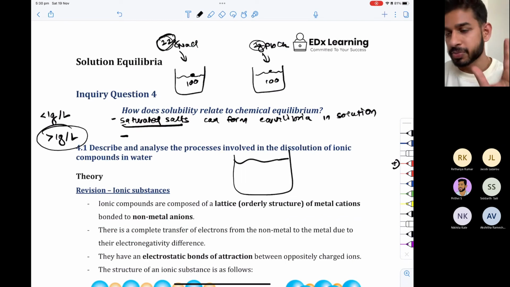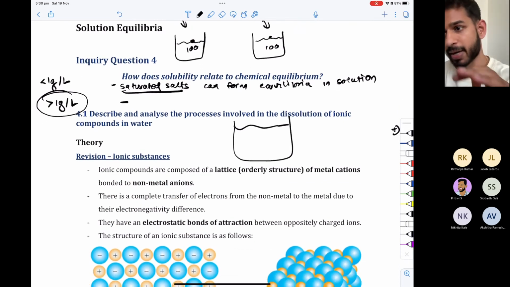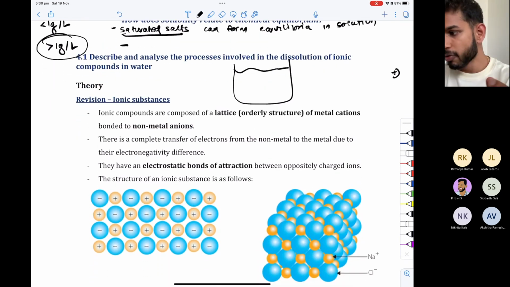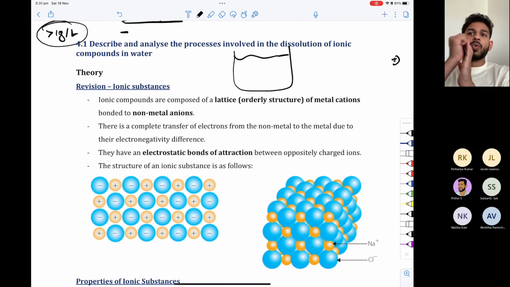So anyway, we haven't touched upon the dot point, so don't worry about everything we've learned. If it didn't make too much sense, we'll come back to it very shortly. For now, let's start by going through the key dot points here. So first of all, what are the processes involved in the dissolution of ionic compounds in water? Nikita, can you define what an ionic compound is again?